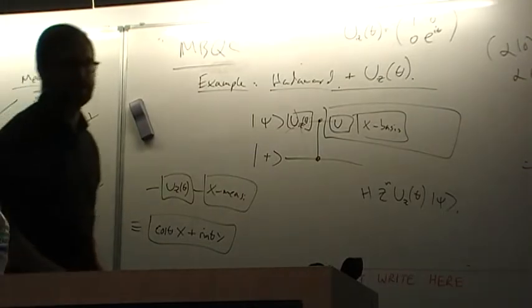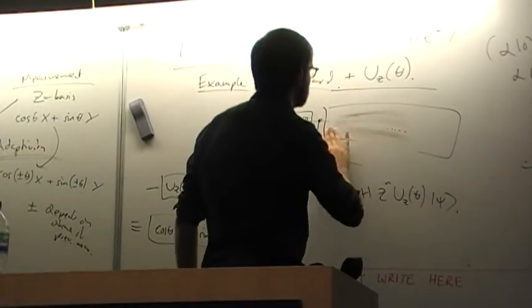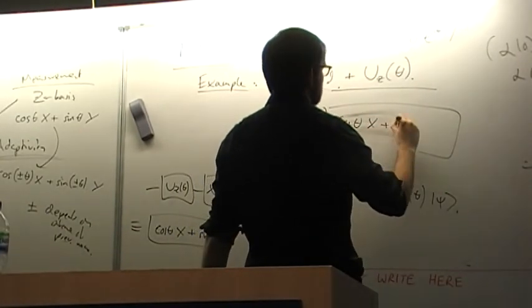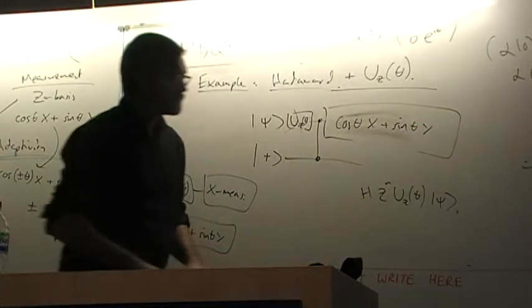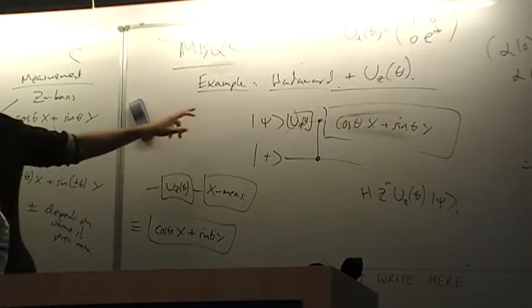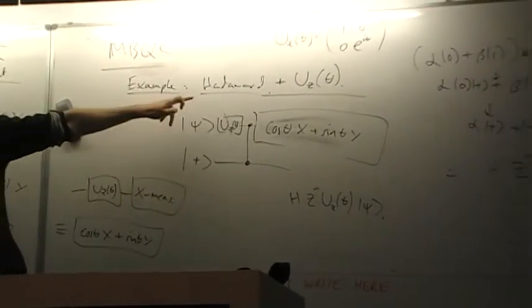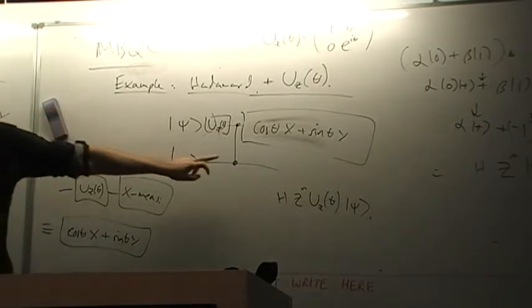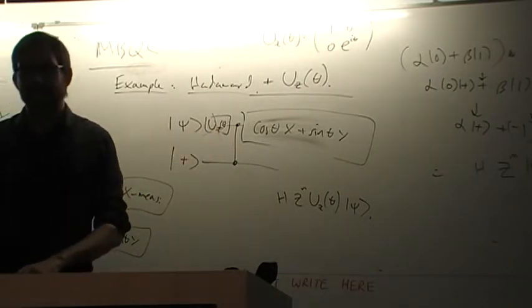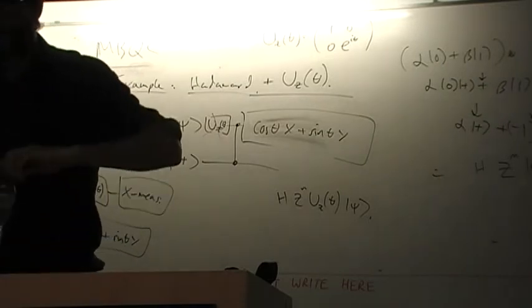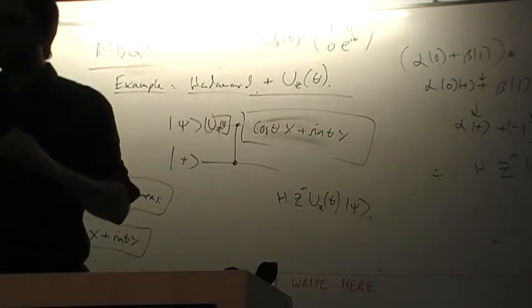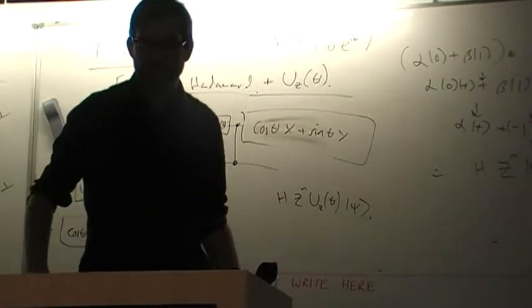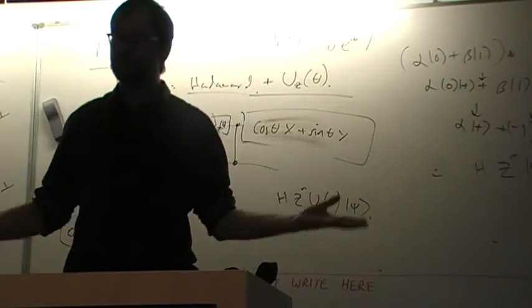So now I've got a way of constructing this funny little gate, which is a product of Hadamard and UZ theta, out of a CZ gate and a rotated measurement. Now this funny looking gate is actually very powerful because it generates the whole of SU2.